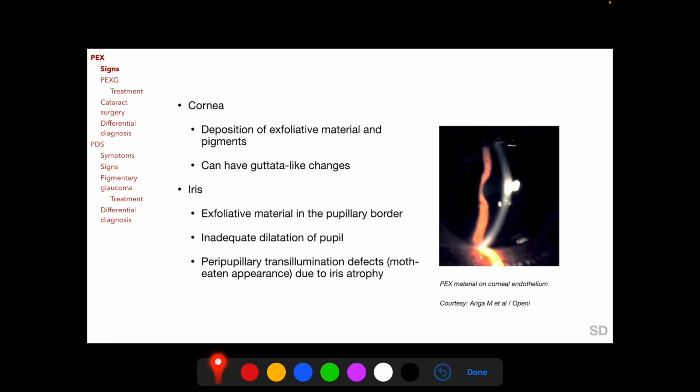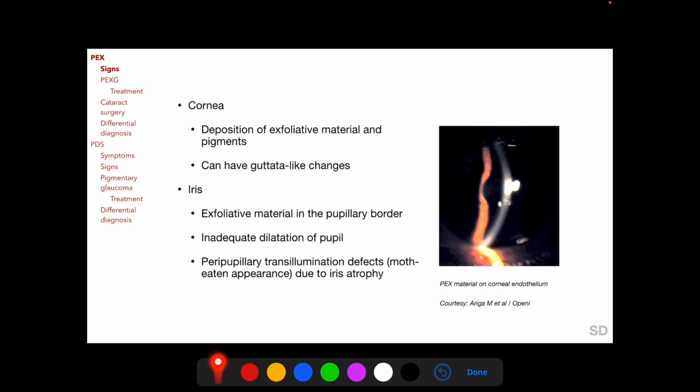Deposition of this exfoliative material and pigments as well can be found on corneal endothelium in pseudoexfoliation. We can see here deposition of pseudoexfoliation material on the corneal endothelium. And the corneal endothelium in pseudoexfoliation syndrome can demonstrate guttata-like changes.